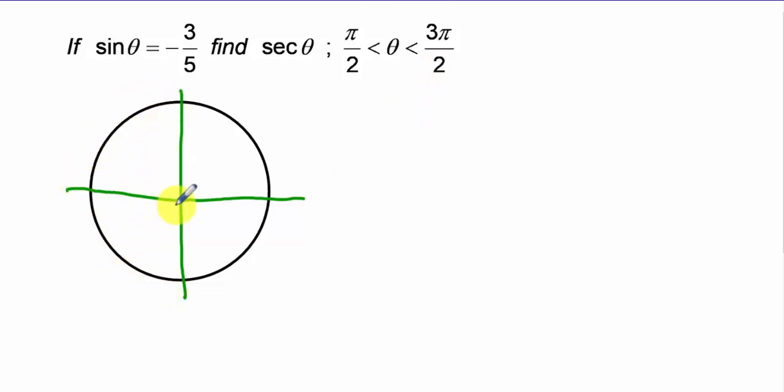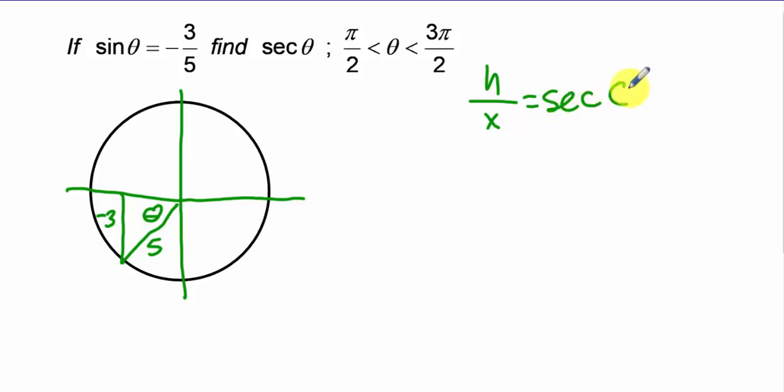The only way that's going to happen is if we're down in the third quadrant, because that's the only place where the y value can be negative. So I'm going to call this guy a -3 and this 5, and I have an unknown x value for my reference angle of theta. Now, we know that since we're trying to find secant, we're looking for the hypotenuse over the x value is equal to the secant of theta, because that's a reciprocal of cosine. So now all I really need to do is find the x.